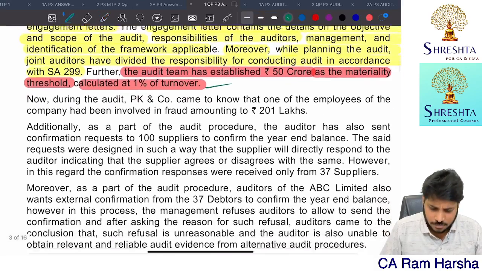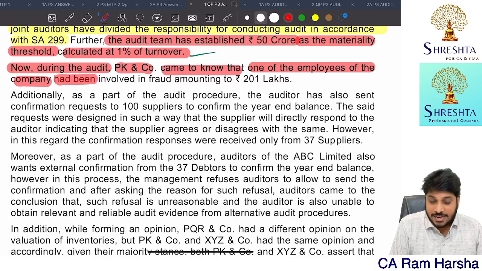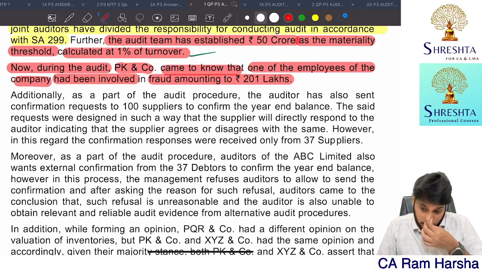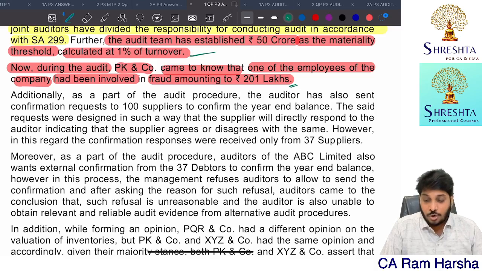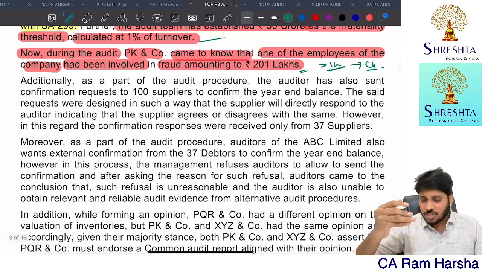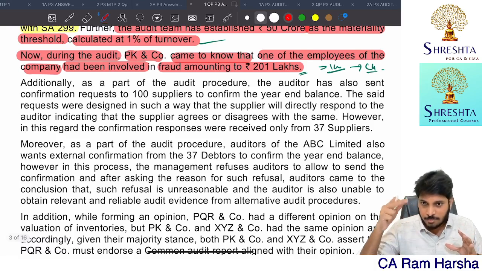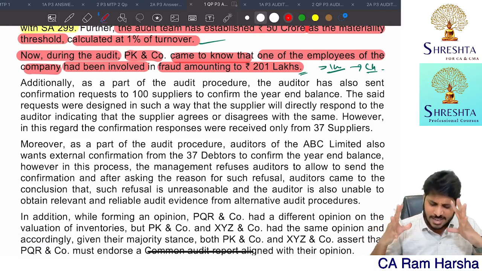Okay, good. So now during the audit, PK & Co. came to know that one of the employees of the company had been involved in fraud amounting to 201 lakh. Okay, so one of the employees has committed a fraud of more than 2 crores. It's more than 1 crore. He discovered that. So maybe reporting to the central government and all might apply. Fine. Let's not interpret much. Let's look at the question and then interpret. But when you're reading a case study, try to remember the facts. You need not remember; you read the case study carefully, and naturally you remember.